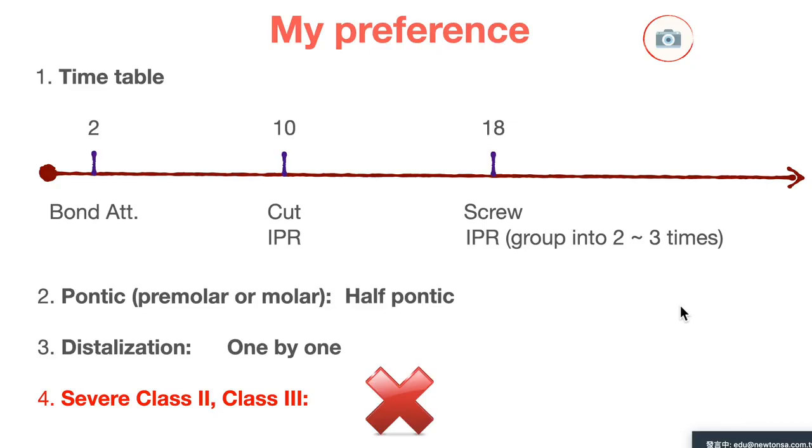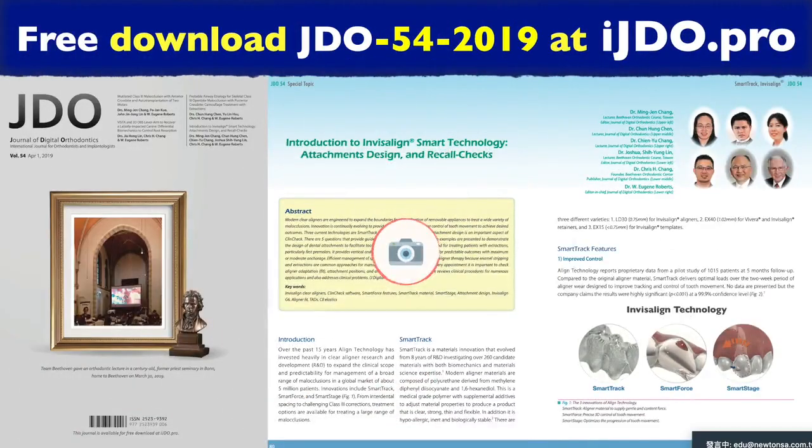And I strongly suggest you, if you are a beginner, do not try those severe class 2 or class 3. Those are difficult cases. Even for the seasoned professional, they are difficult. And what makes you think, if you are a beginner, you can fix those difficult class 2 and class 3?